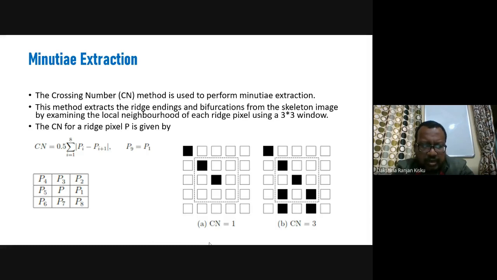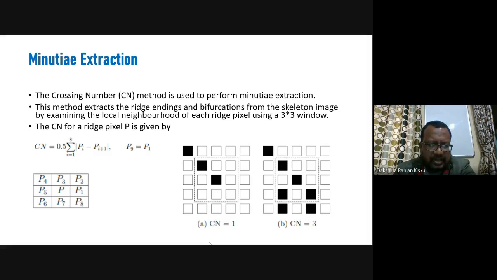Now a crossing number for a ridge pixel P will be given by half of the summation over the differences between neighborhood pixels. That means here 0.5 is multiplied with the summation over the differences between Pi minus Pi plus 1. Here Pi is one pixel in the local neighborhood, and Pi plus 1 is another pixel in the local neighborhood. Now we get the difference. The difference may be positive or negative, so that is why we take the absolute value of it. We are interested in getting the difference of any two pixels in the neighborhood, and we basically ignore the sign of this difference.